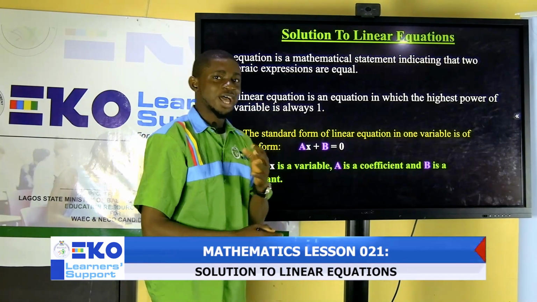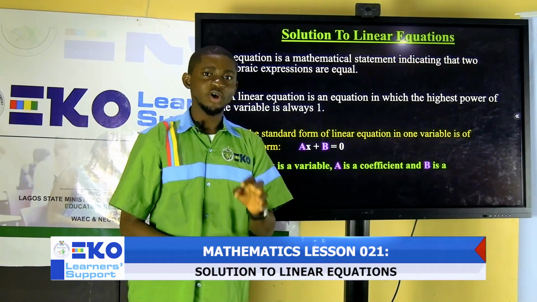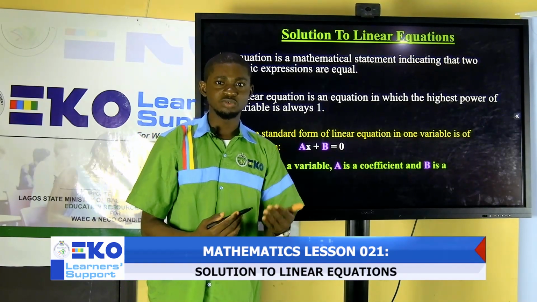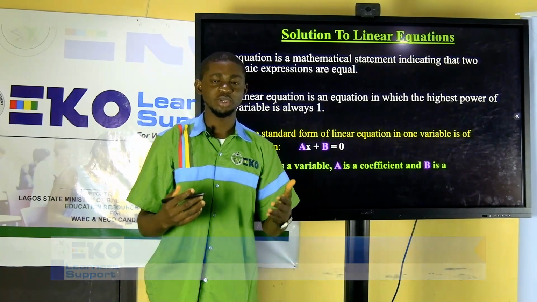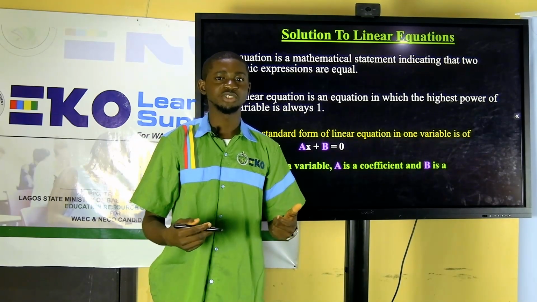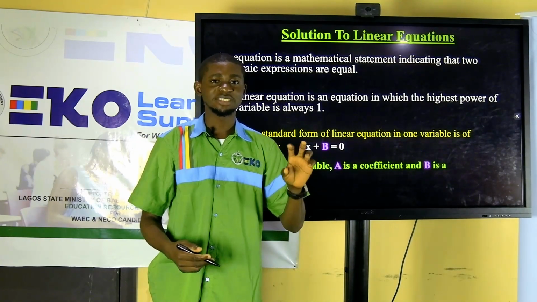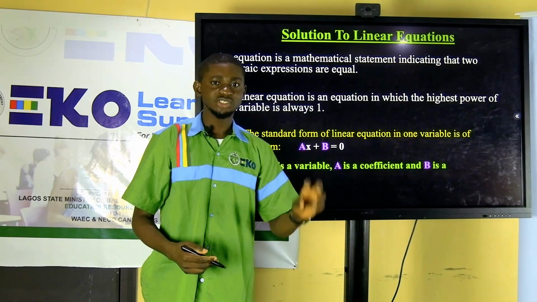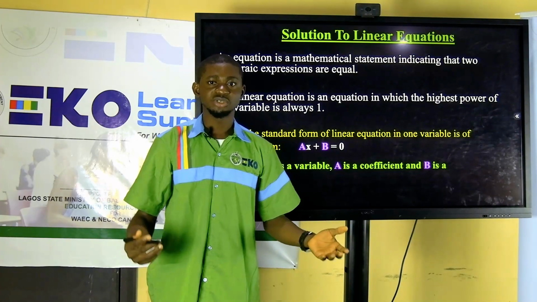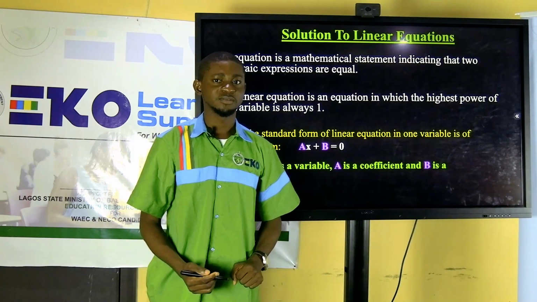So what do we call an equation? Before now, right from our primary school, one thing we are used to in mathematics is talking about equation. So an equation is a mathematical statement that tells us that two algebraic expressions are equal to each other.